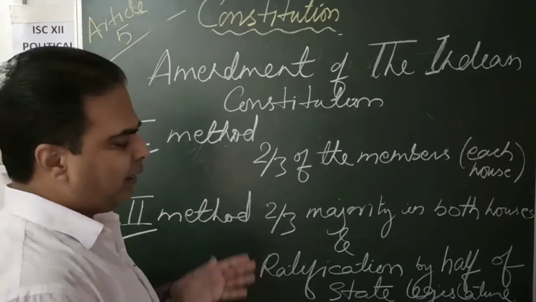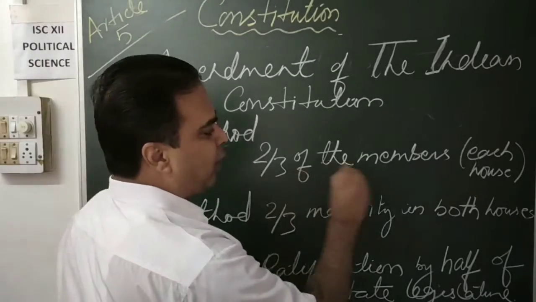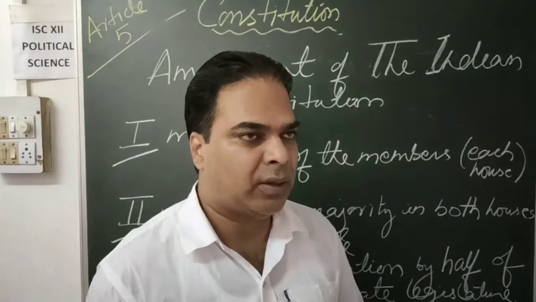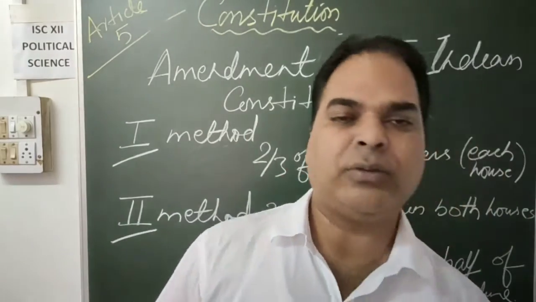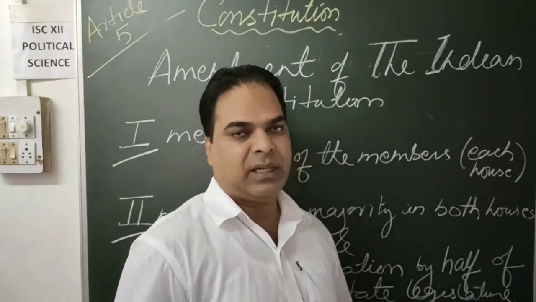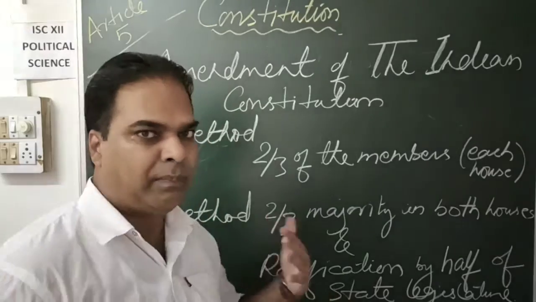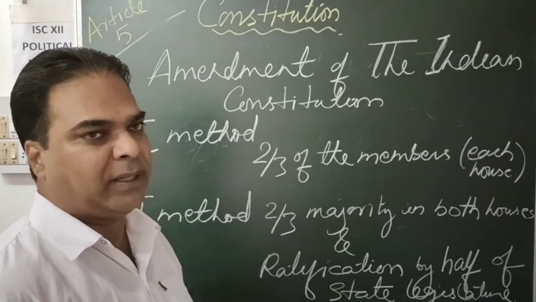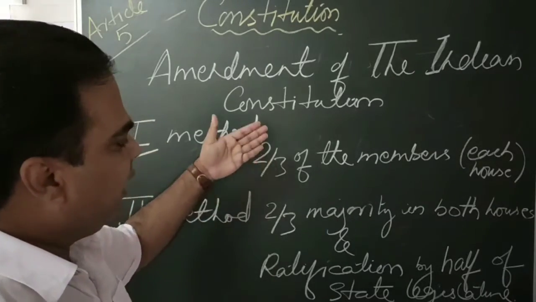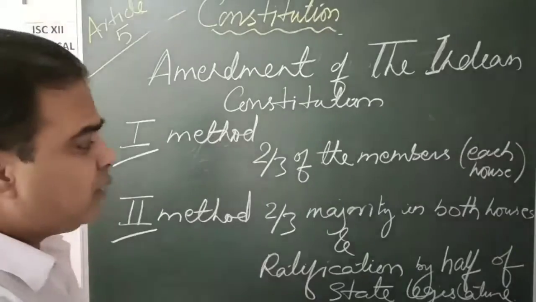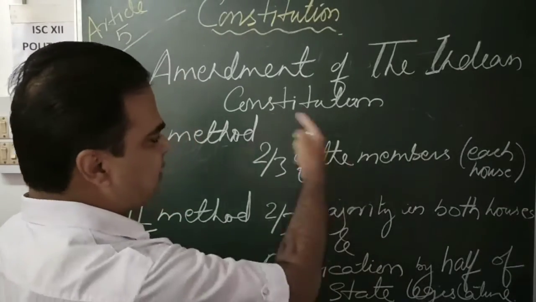Okay, so here in the first method, 2/3 of the members of each house separately, again 2/3 of the members of Lok Sabha and 2/3 of the members of Rajya Sabha, if they pass an amendment bill, then there is no obstacle in the path of amendment. So here itself it can be done.